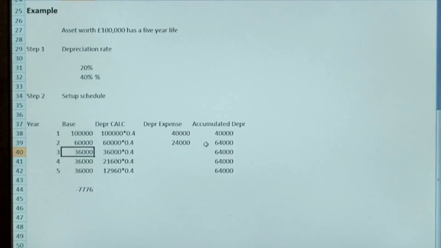So year three, 100,000 less your accumulated depreciation, we times this by 0.4 again. 14.4. So you'll see each year the depreciation expense is reducing. And we're just going to follow this through now. So we times 0.4.